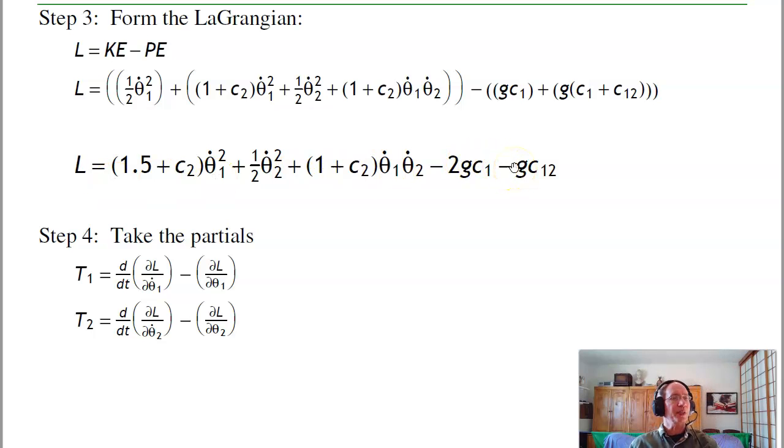That's step 3. Now step 4 is start taking the partial derivatives. The torque on the first link, that's the shoulder, is the full derivative with respect to time of the partial of the Lagrangian with respect to theta 1 dot minus the partial with respect to theta 1. The torque on the second joint, the elbow, is the full derivative with respect to time of the partial with respect to theta 2 dot minus the partial with respect to theta 2. So let's do that now.